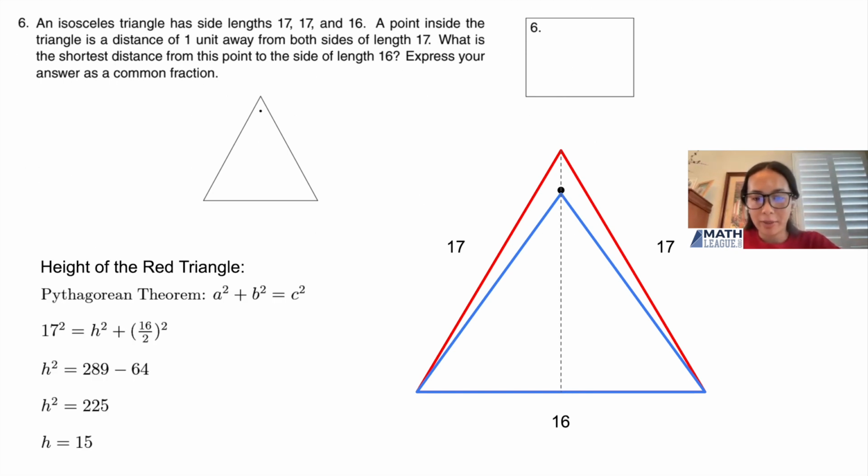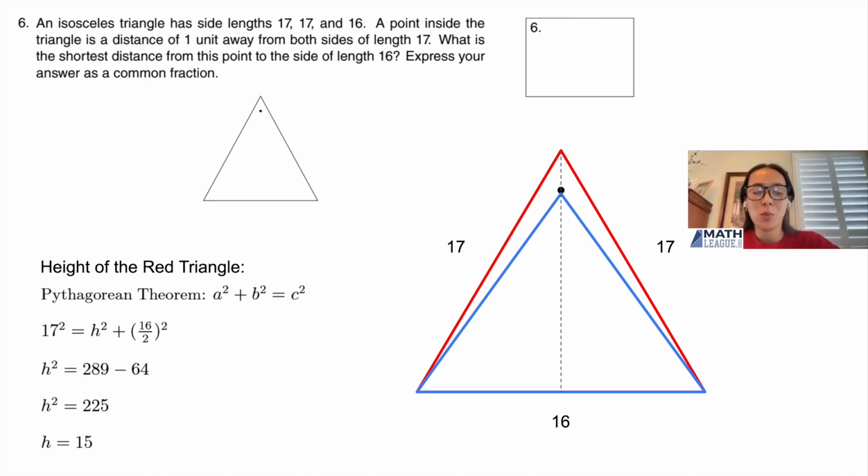So going from here all the way down to the base of the blue triangle, we can use the Pythagorean theorem to do that. If we look at this half of the red triangle, the hypotenuse is of length 17. We're trying to solve for the height, so we'll call that h. And the base is half of the base of the entire red triangle, so that's 16 divided by 2. Simplifying, 17 squared is 289, and 16 divided by 2 is 8, and 8 squared is 64. So height squared must be 289 minus 64, which is 225.